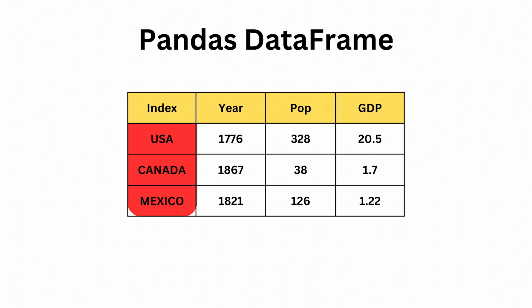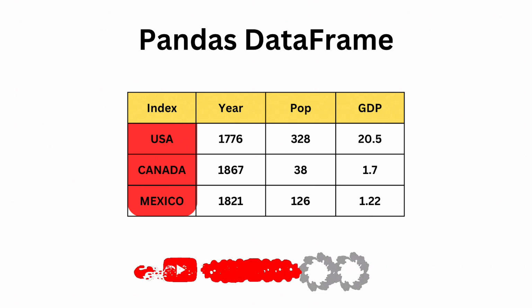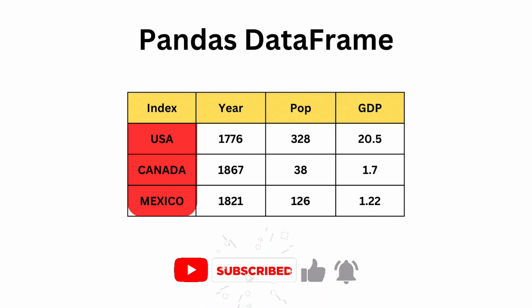It's just several series that happen to share the same index. So this looks a lot like a spreadsheet, which is essentially what it is at a very high level overview, where each individual column is just a Pandas series, and they all just share the same index. Okay, let's get started showing you how to create a DataFrame from Python objects.